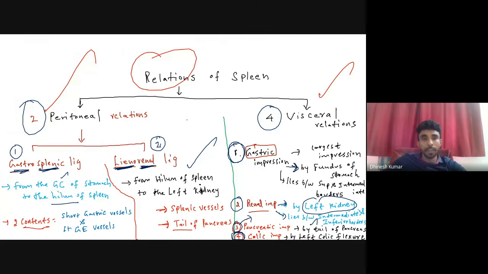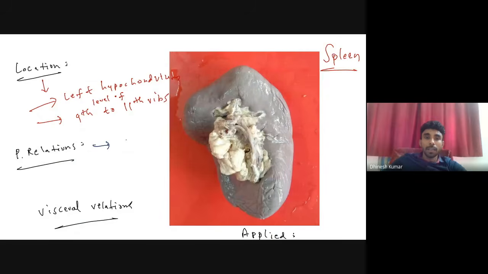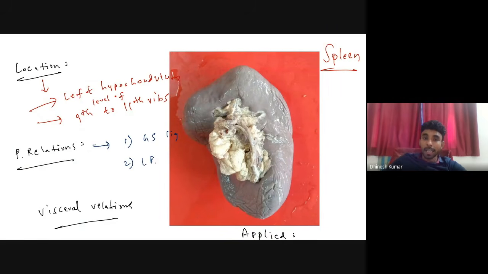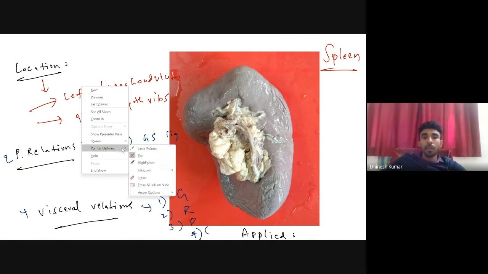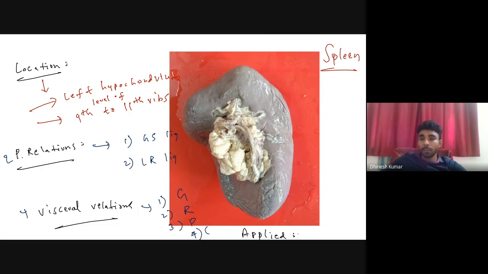So peritoneal relations, as I told just now, are the gastrosplenic ligament and the lieno-renal ligament. Visceral relations, what are the four? Gastric impression, renal impression, pancreatic impression, colic impression. What about the applied aspect of the spleen? Yes, one is splenomegaly. Abnormal enlargement of the spleen is called splenomegaly. And another one is splenectomy.